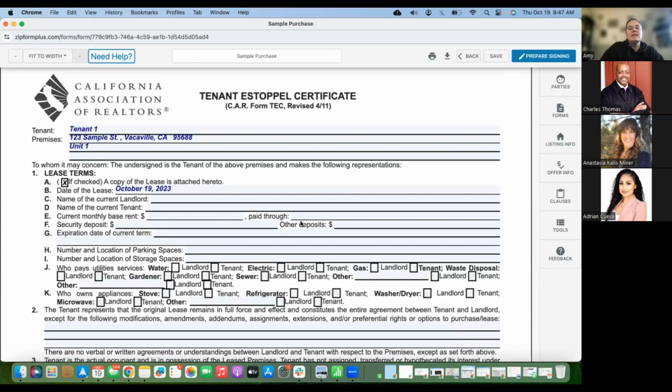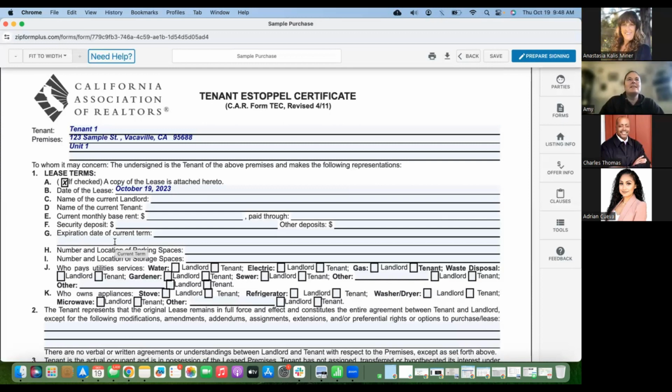Security deposit and any other deposits, right? Because they may have had a security deposit and a pet deposit or something to that effect. Or maybe they have a water, there's a term for it, but like they've got a fish tank or a water bed or something. Yes, Anastasia.